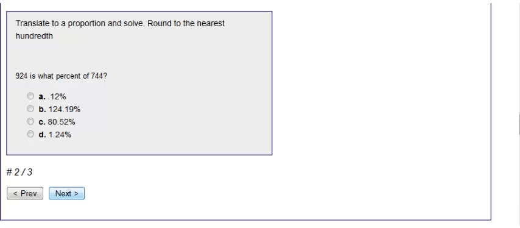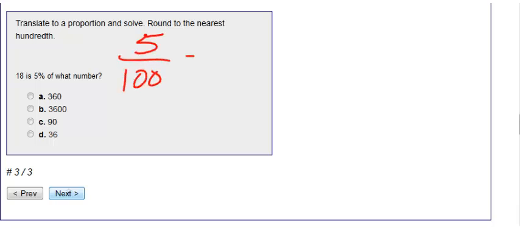And number 3. We have 18 is 5% of one number. So I see the percent. We always take our percent, whatever it is, and it goes over 100. Equals is over of. 18 is my is. I'm looking for my of part. So I get the X.